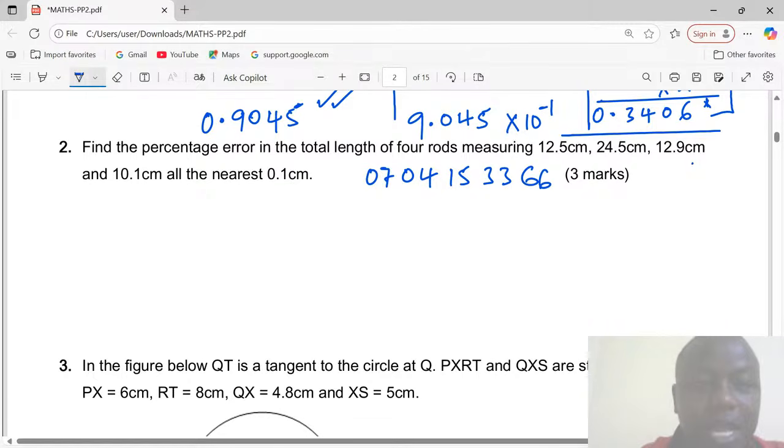Errors and approximations. Find the percentage error in the total length of 4 rods measuring 12.5, 24.5, 12.9, and 10.1 centimeters, to the nearest 0.1 centimeter. In other words, the accuracy that has been used in the recording of all these 4 lengths is 0.1.